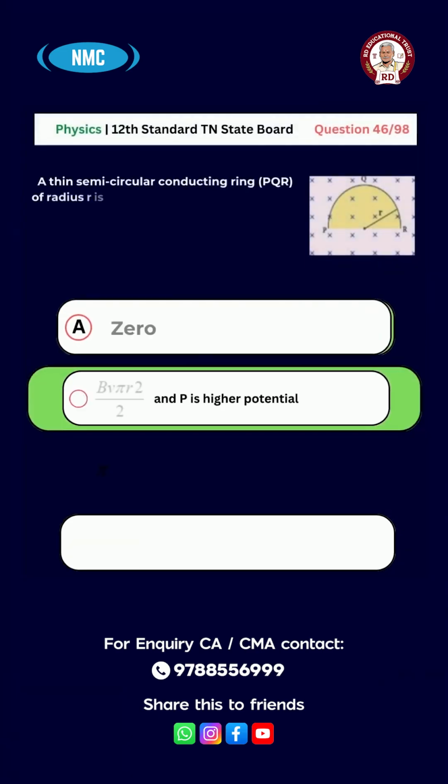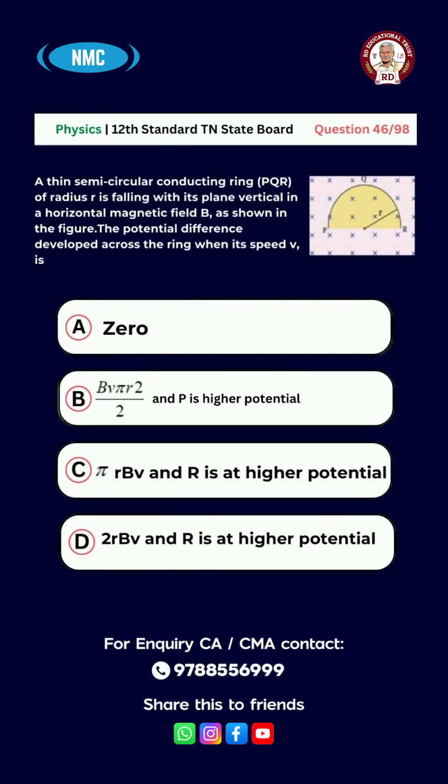the coil. Question number 46. A thin semicircular conducting ring PQR of radius r is falling with its plane vertical in a horizontal magnetic field B, as shown in the figure. The potential difference developed across the ring when its speed is V is: Option A, 0. Option B, BVπr²/2 and P is at higher potential. C, πrBV and R is at higher potential. D, 2rBV and R is at higher potential. The right answer is option D, 2rBV and R is at higher potential.